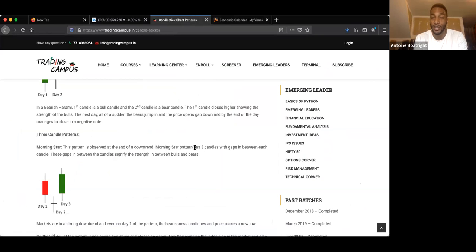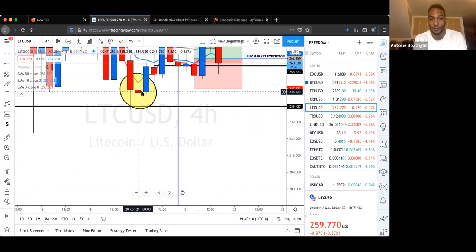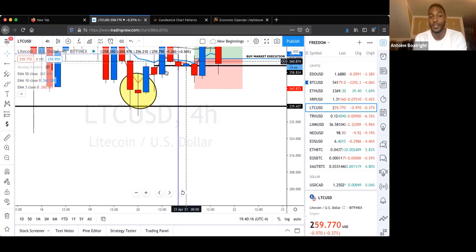Morning star has three candles with gaps in between each candle. These gaps in between the candles signify the strength between the bulls and the bears. Do we have gaps here? We do. We may not have the ideal gaps that we're looking for, guys, but we have the gaps here.